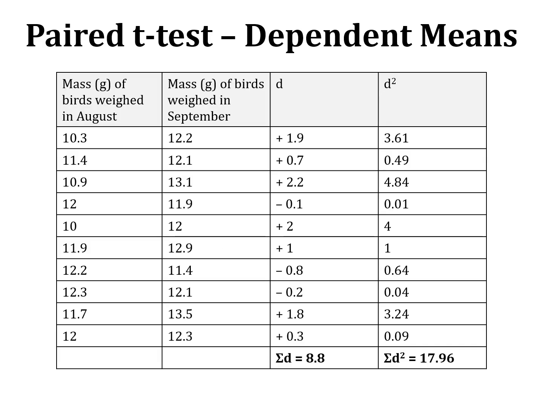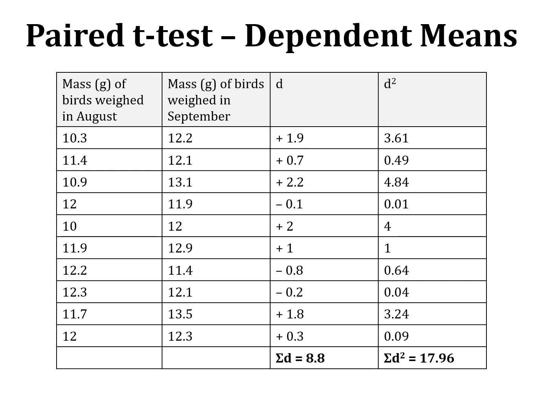So this is the table for the calculation of the paired t-test. You can see that in the first column we have the masses of birds weighed in August, and in the second column we have masses of birds weighed in September, and then the third column is d, the difference between each pair of observations. So the first pair of observations is 10.3 and 12.2, so the difference is 12.2 minus 10.3, and the answer is 1.9.